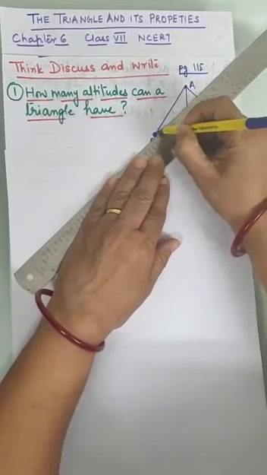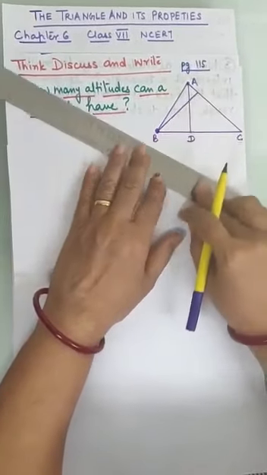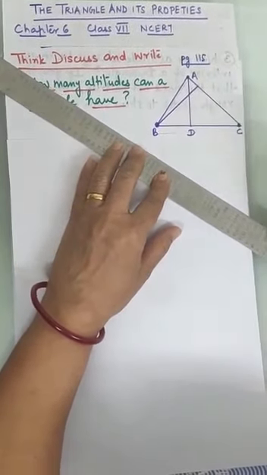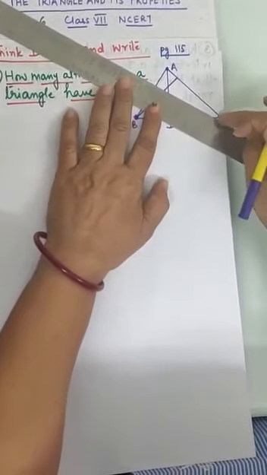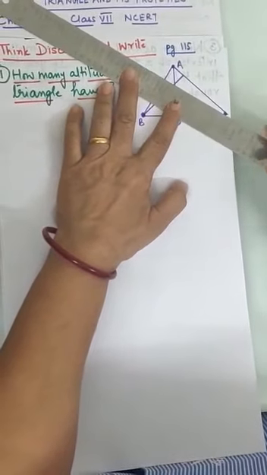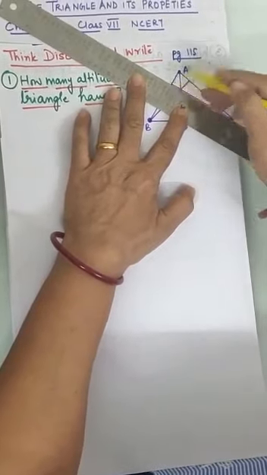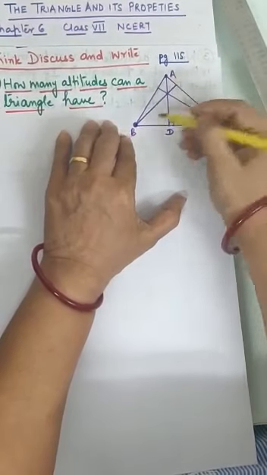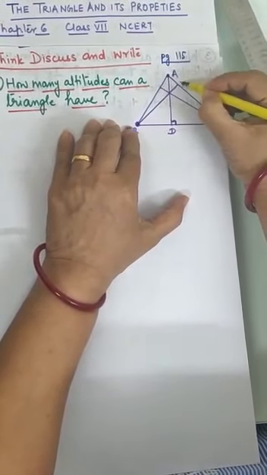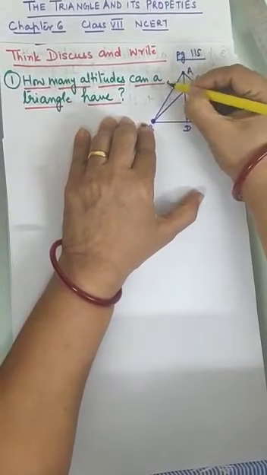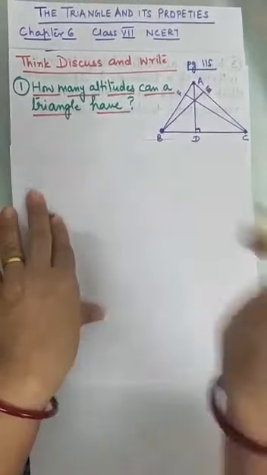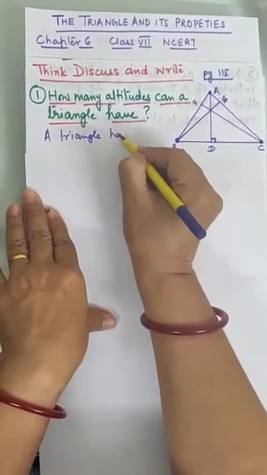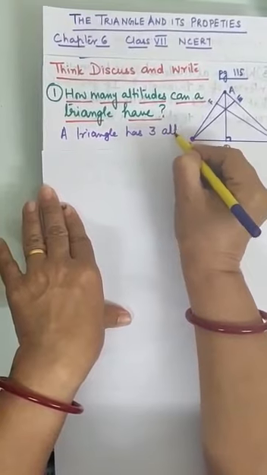Altitude means you are making a right angle, perpendicular. Now this is the third vertex C, opposite side is AB. Let us draw perpendicular from C on AB. Okay, so what do you observe here? This is one altitude AD, another is BE, and third is CF. So we conclude that a triangle has 3 altitudes.